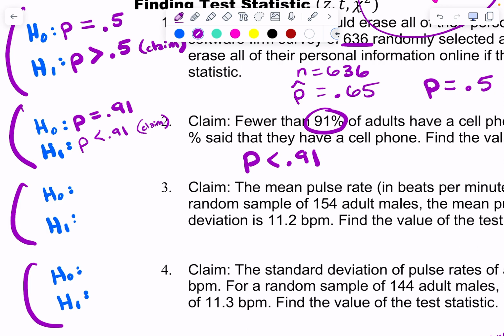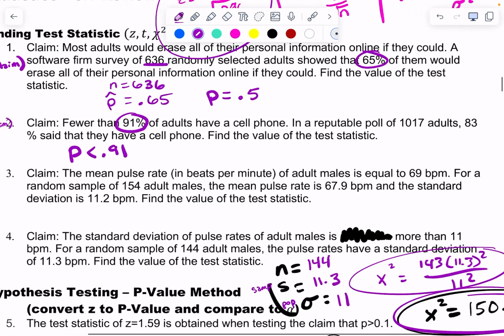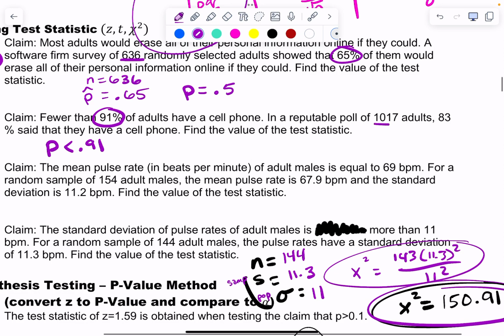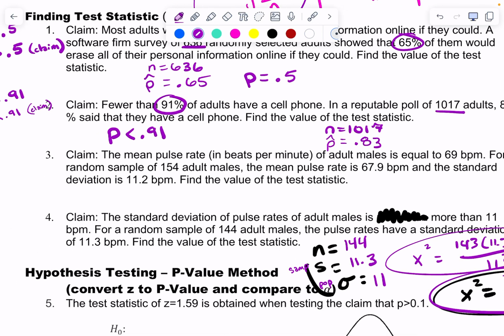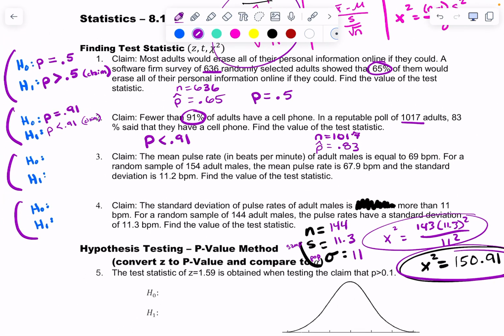Number 3, claim. Why is that percent P and not the other one? Oh, good question. Fewer than 91% have a cell phone. In a reputable poll of this many adults, so that means N is 1,017, 83% said that they have a cell phone. That's P hat, because P hat is my sample, and my sample was the 1,000. So 83% is what we're comparing to. Yes, they are claiming, so that's P. Your claim is always the P value, okay? P hat is the number from the data that they give you, okay? Good? Okay, let's go down and do number 3.